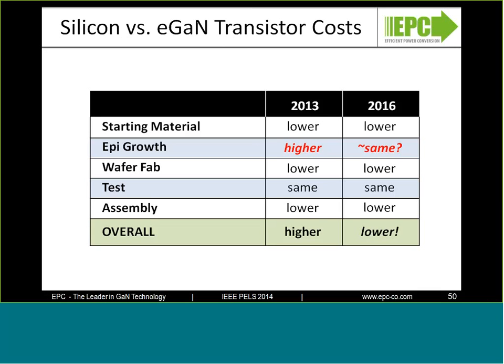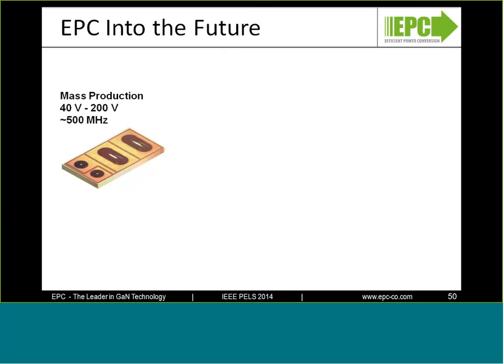Where does this go into the future technologically? Well, for the last 4 years, we've been producing 40 to 200 volt parts on a Generation 1 and a Generation 2 technology. They're good up to about 500 megahertz, so a lot of applications with those.